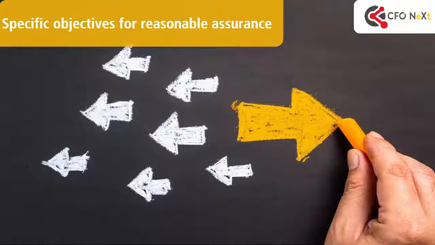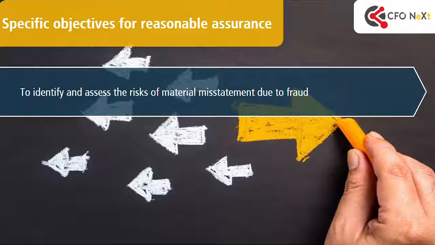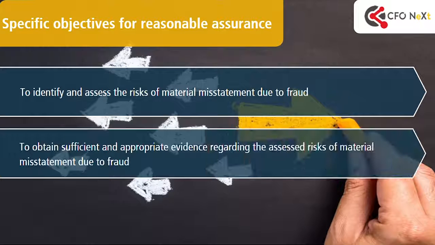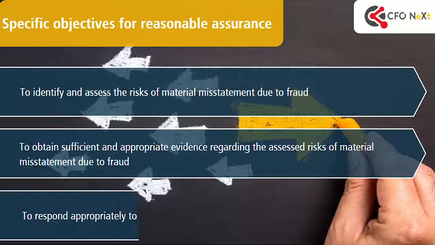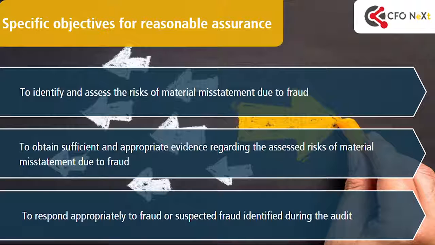Specific objectives for achieving this reasonable assurance are: to identify and assess the risks of material misstatement due to fraud, and to obtain sufficient and appropriate evidence regarding the assessed risks of material misstatement due to fraud. This can be achieved by designing and implementing appropriate responses, and to respond appropriately to fraud or suspected fraud identified during the audit.